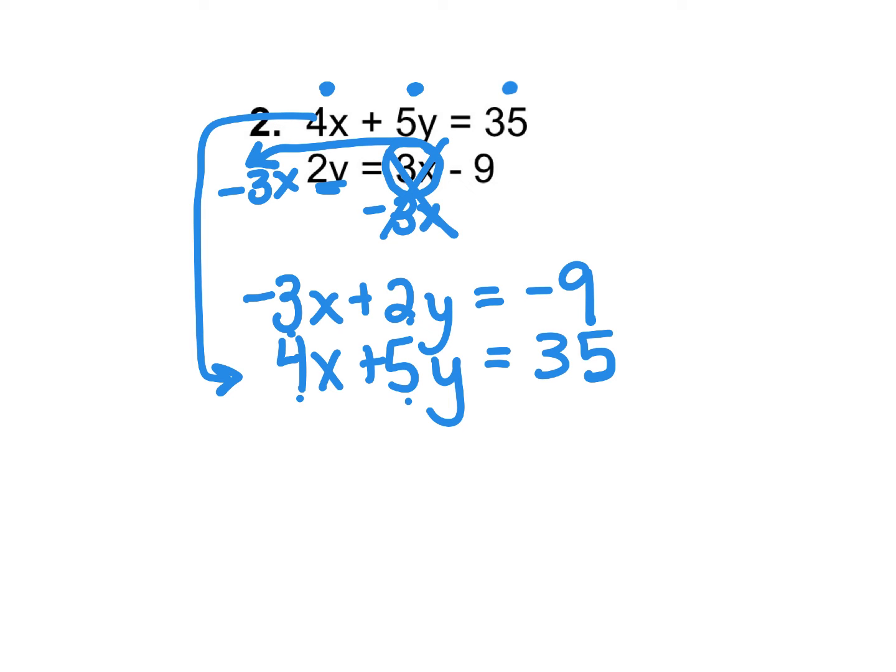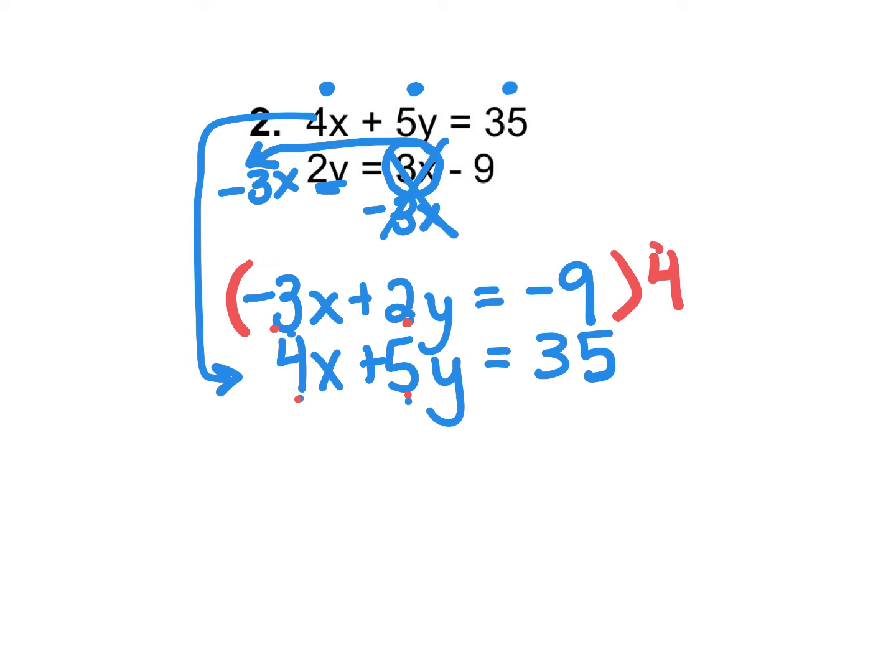So what I need to do is get one of those pairs to match. I could either decide to turn the 2 and the 5 maybe both into 10s. That would be pretty easy. Or I could turn the 3 and the 4 both into 12s. I'm going to do the 3 and the 4. So I'm going to multiply everything on the top row by 4.